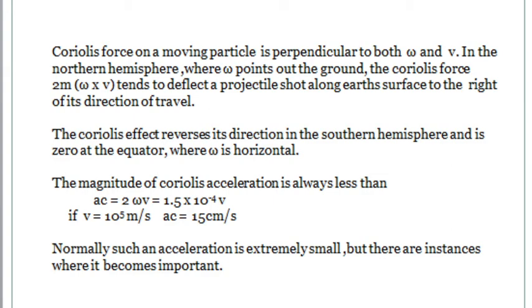Okay. Then in the case of the southern hemisphere, the Coriolis effect reverses its direction, that is, the deflection occurs towards the left side, that means towards west. Okay. But at a point on the equator, this Coriolis force or Coriolis effect is 0. So the Coriolis effect is 0 at the equator.